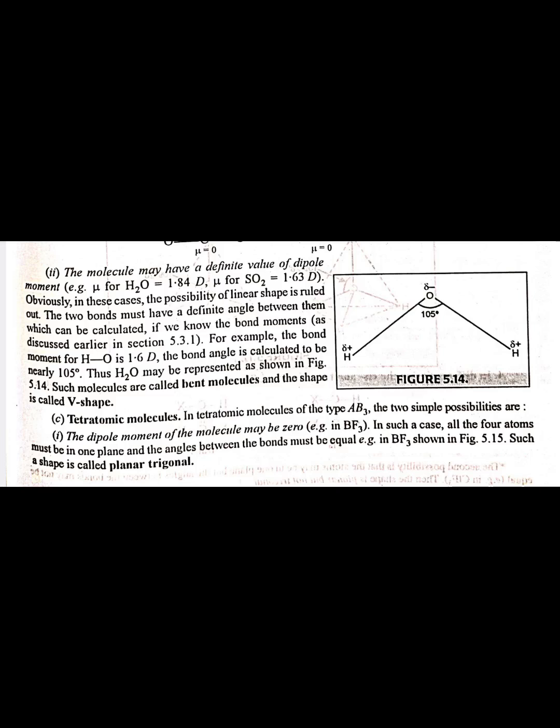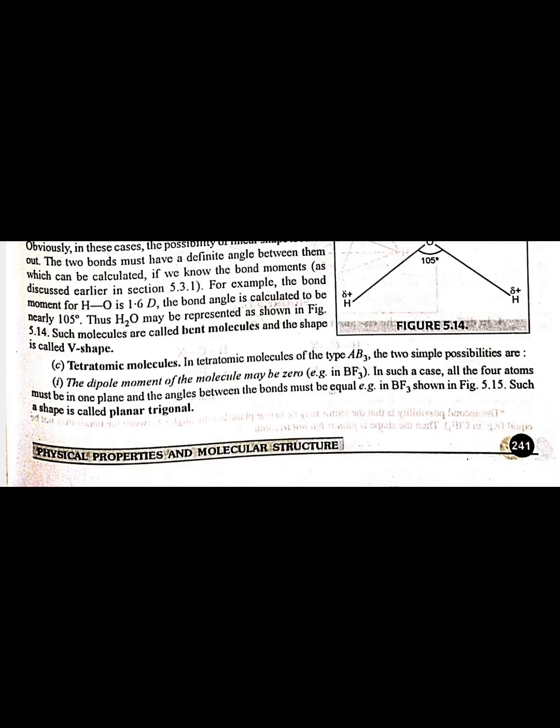Number 2, the molecule may have a definite value of dipole moment. Mu for H2O is equal to 1.84 D, mu for SO2 is equal to 1.63 D. Obviously, in these cases, the possibility of linear shape is ruled out. The two bonds must have a definite angle between them, which can be calculated if we know the bond moments, as discussed earlier in Section 5.3.1. For example, the bond moment for O-H is 1.6 D. The bond angle is calculated to be nearly 105 degrees. Thus, H2O may be represented as shown in 5.14. Such molecules are called bent molecules and the shape is called V shape.